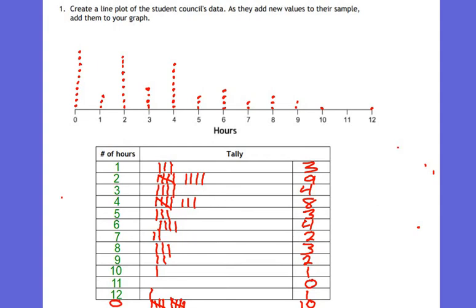Okay? Now we need to start looking at some definitions that we need to know of how to create our box and whisker. The line plot helps us give information for what we need to know of a box and whisker. What's a box and whisker? That's what we're about to get into.